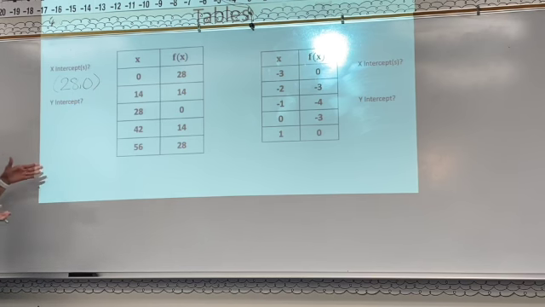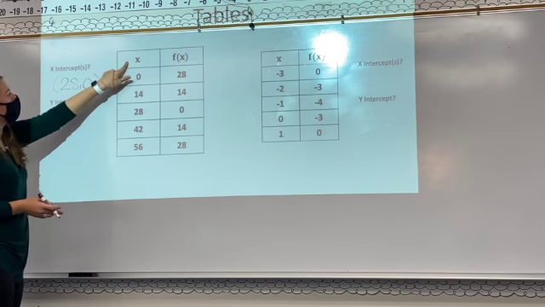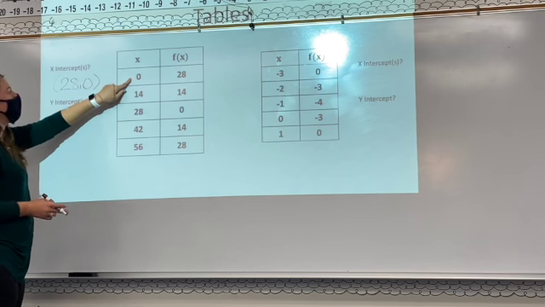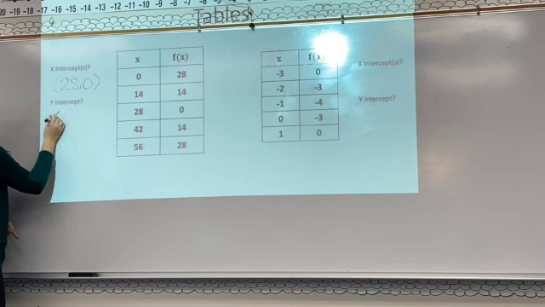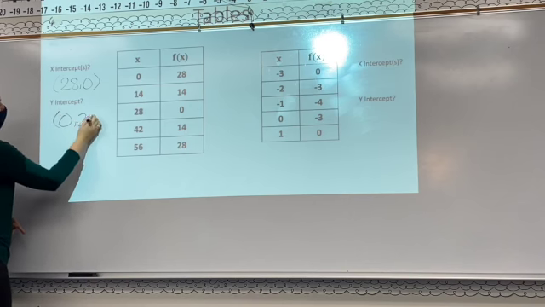In order to find my y-intercept, it's going to be the exact opposite. So my y-intercept is when my x value is 0. So if I take a look at my x value column, I'm going to find that I have an x value of 0 right here. So my point is (0, 28).